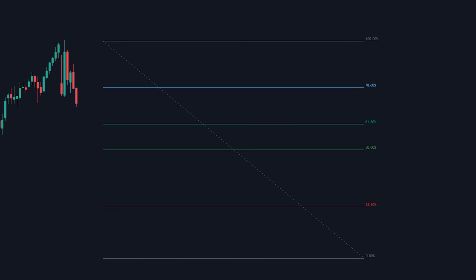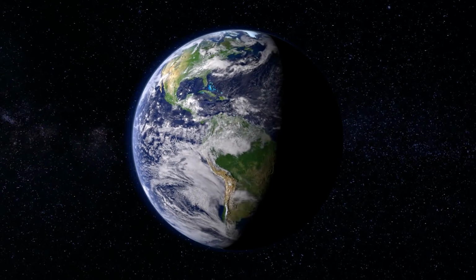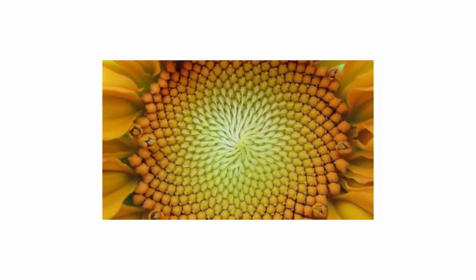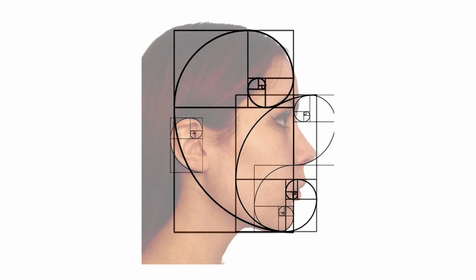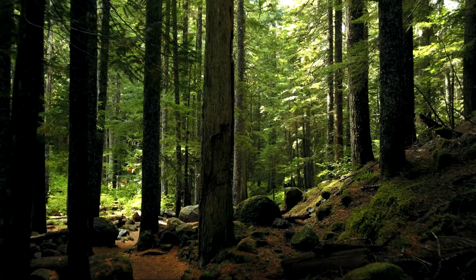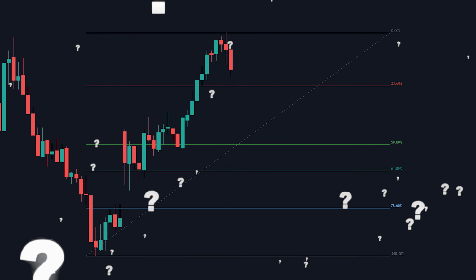The Fibonacci sequence, seen in many forms of nature all around the world. Flower petals, shells, galaxies, hurricanes, and even faces. So it's seen all around in nature, but can we use it in trading to help predict markets?